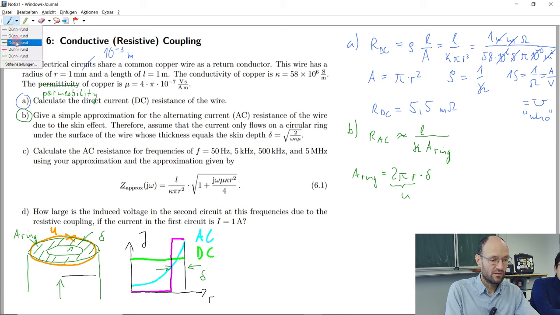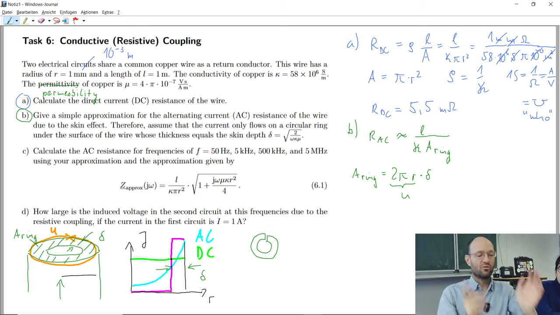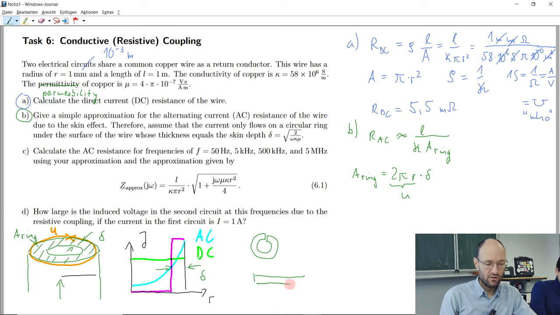Let me draw another schematic. It would be like if we take this ring, cut the ring at one position, and then roll it out and turn it into a rectangle. The area of a rectangle is the width times the height. The height is delta and the width is 2 pi r for the circumference. So this would totally make sense to say this approximately is the area of this ring.